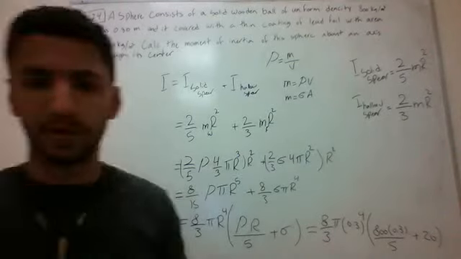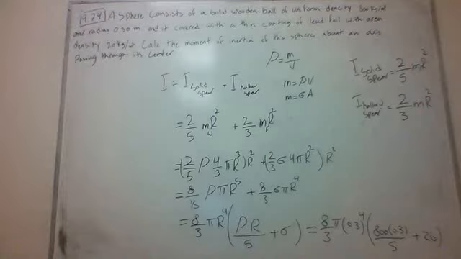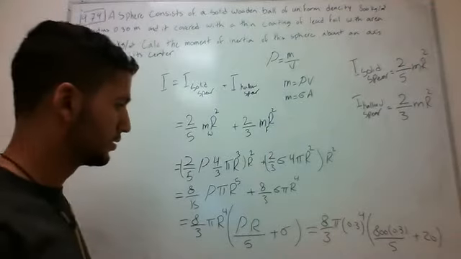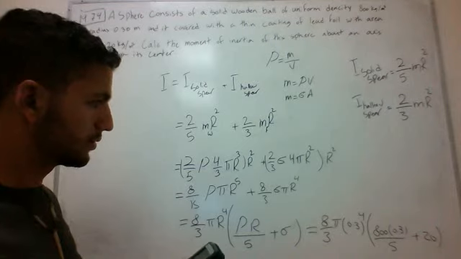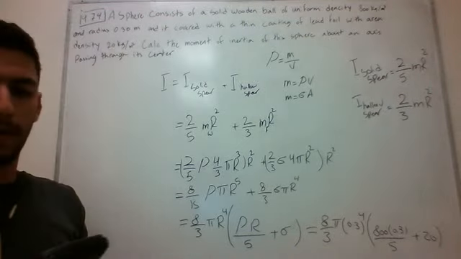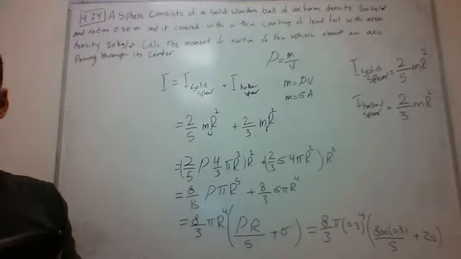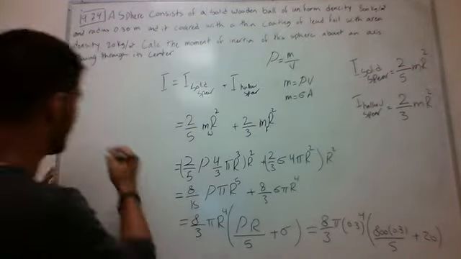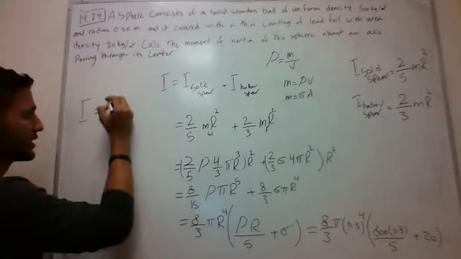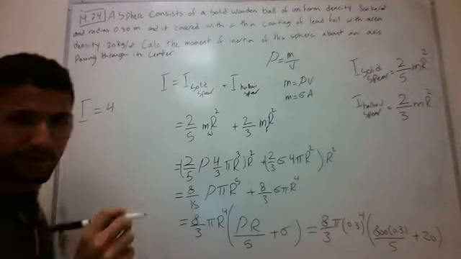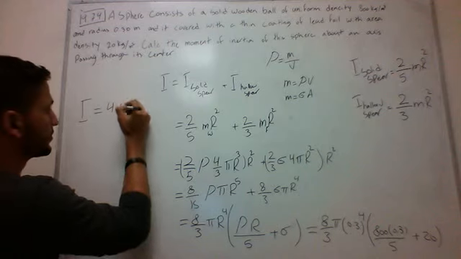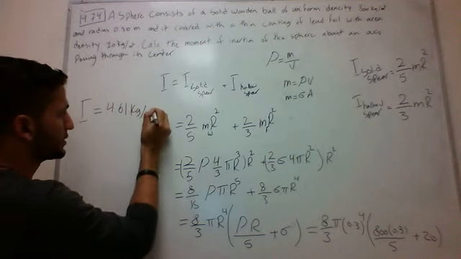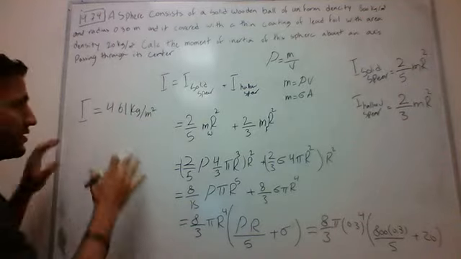So calculating this number, so the moment of inertia for the whole thing is going to give us 4.61 kilograms per meter squared. So this is how you find the moment of inertia.